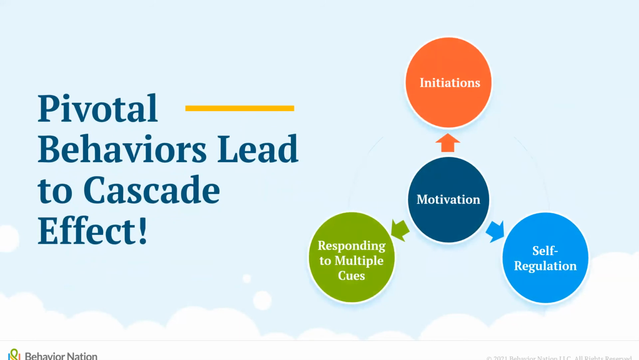Pivotal behaviors lead to a cascade effect. When you help your child build their motivation, they are going to be motivated to engage in initiations. This could be by gaining another person's attention, asking a peer to play, showing an adult the best picture that they've ever made. Also, they can respond to multiple cues. Instead of just getting the ball, they can get the big red ball.